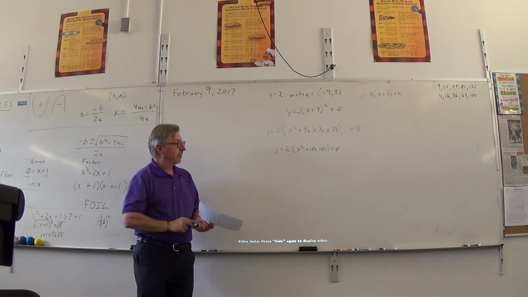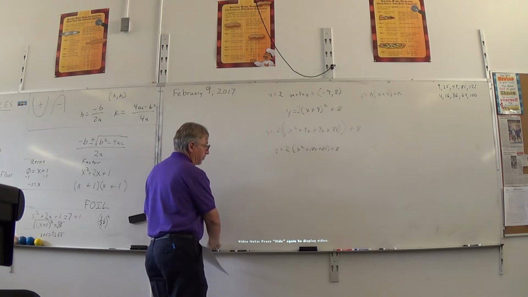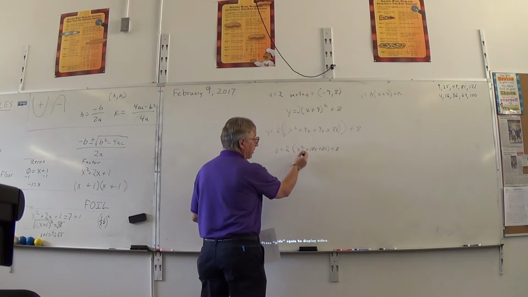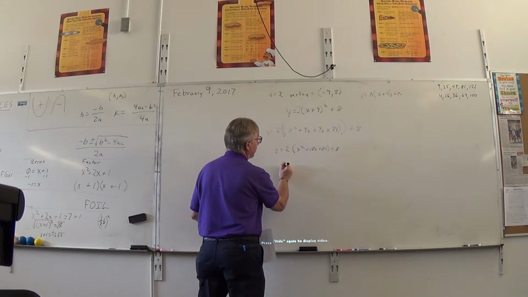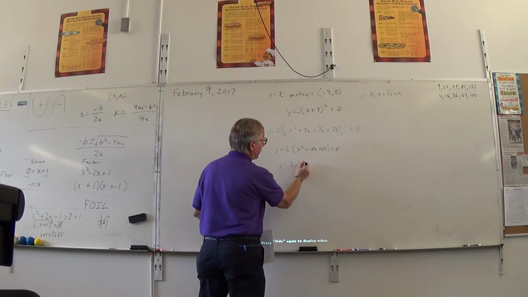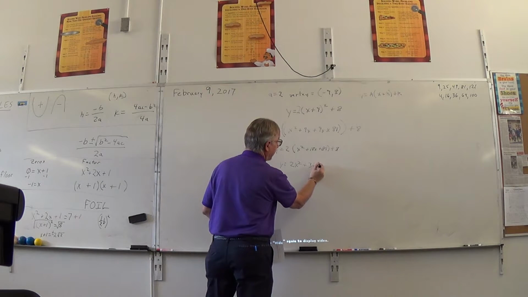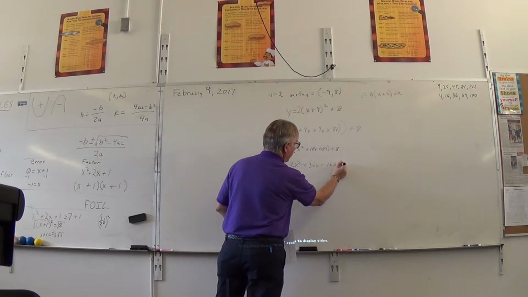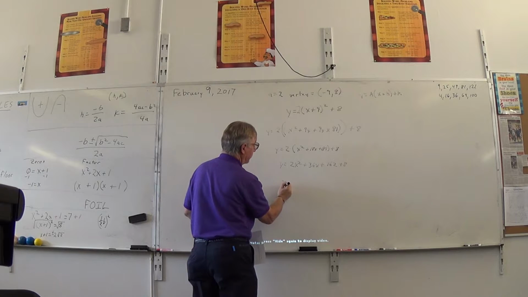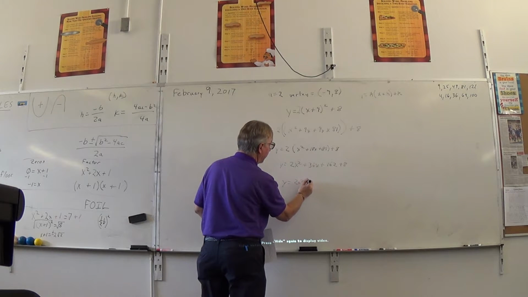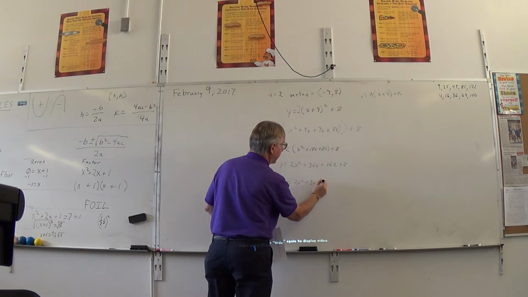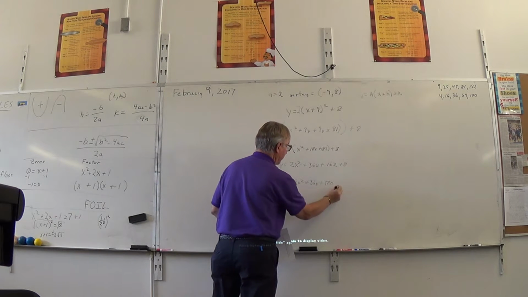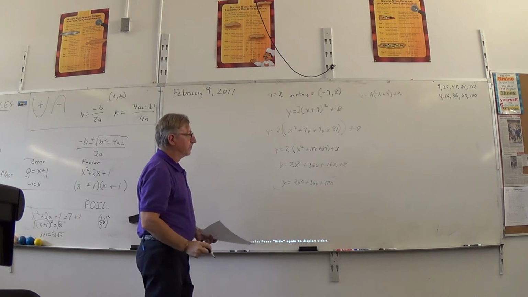Okay, and then now you distribute your 2 only to what's in those parentheses. 2x squared plus 36x plus 162 plus 8, or y equals 2x squared plus 36x plus 170.